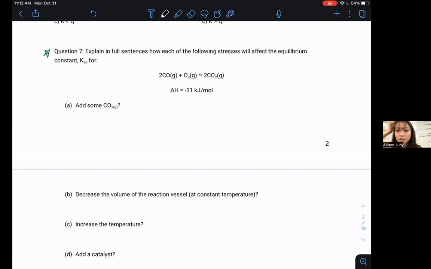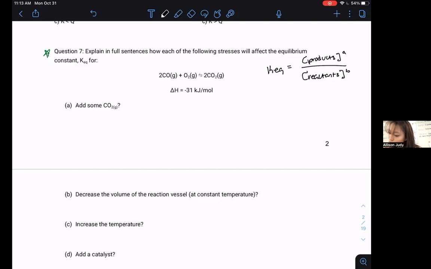So here I ask you to explain in full sentences how each of the following stresses will affect the equilibrium constant for the following gas reaction. Remember that the equilibrium constant is a ratio between the products of a reaction raised to their coefficients and the reactants of a reaction raised to their coefficients. Now, obviously, if you have more than one product or more than one reactant, you multiply. And in addition, you do not include liquids or solids in these.